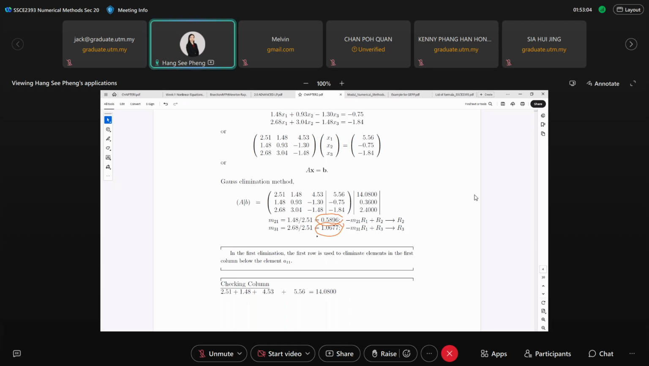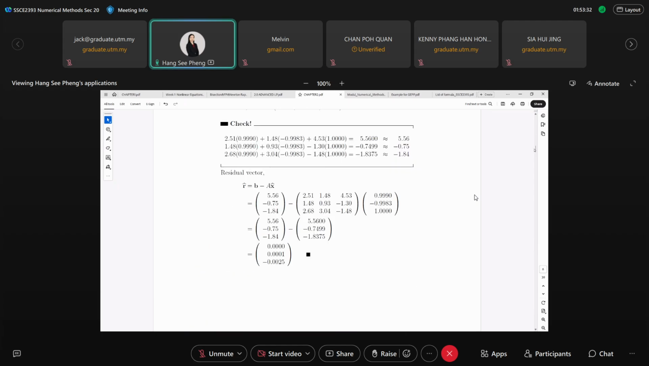M31, M32, this is still okay, because 1.48 is smaller than the pivot element. But when it comes to here, if you do not do the row interchange, this is larger, this is smaller. So what is the M31? 1 point something, of course, because this value is larger than these values. Yeah, 2.68 divided by 2.51, 1 point something. But you go to partial pivoting.